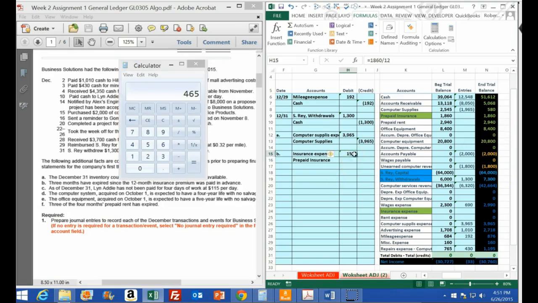So let's do this calculation again. I'll just delete this and we'll calculate it. Equals the 1860 divided by 12. That would give us a monthly total times 3 months that have expired, and enter. So that would be the formula.